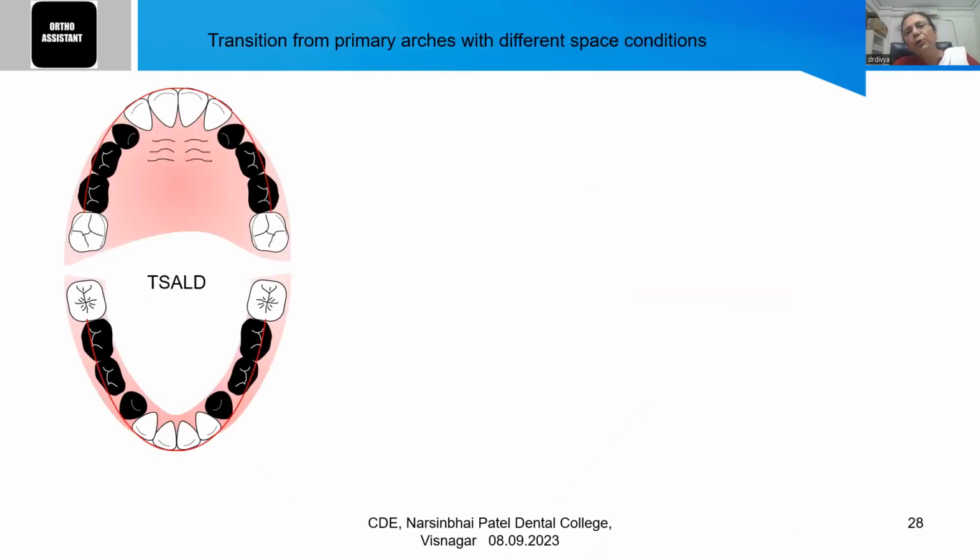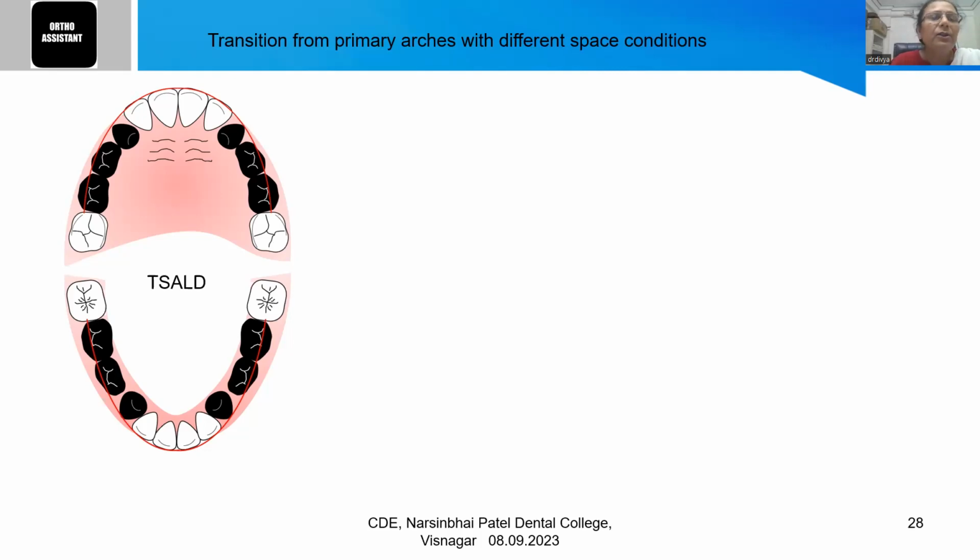So what should you do in an early mixed dentition? Whatever intervention is to be done, we should do in the early mixed dentition only, because you can counsel a parent, counsel a patient, that there are chances of crowding, but you start intervening in those cases in the early mixed dentition only.